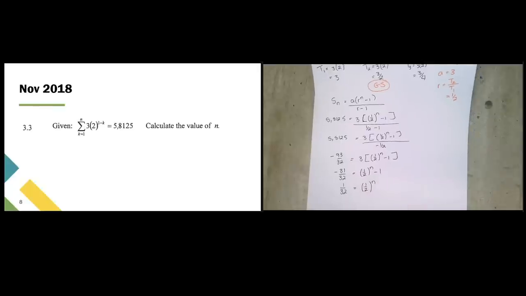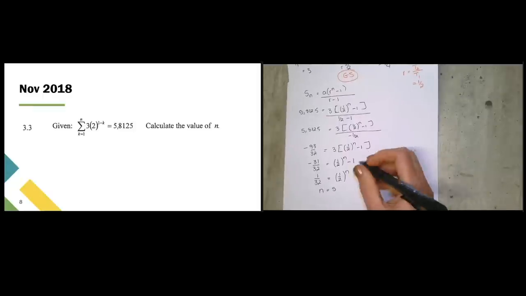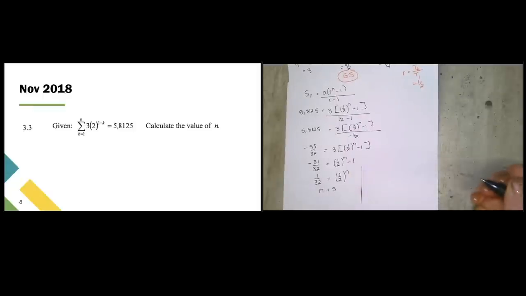So what does this mean? I'm asking you, a half to the power of what would give you 1 over 32? And that would be, n should be 5. Why? Because 2 to the power of 5 is 32. So a half to the power of 5 would be 1 over 32. If you are struggling with your exponent laws, you are welcome to use logs.